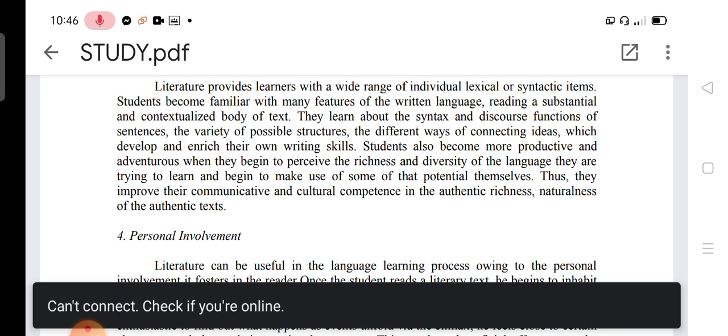Students also become more productive and adventurous when they begin to perceive the richness and diversity of the language they are trying to learn and begin to make use of some of that potential themselves. So once they are exposed, they become more productive and more adventurous. They sometimes do things beyond the instructions or the tasks that a teacher gives them. And thus they improve their communicative and cultural competence in the authentic richness and naturalness of the authentic texts.